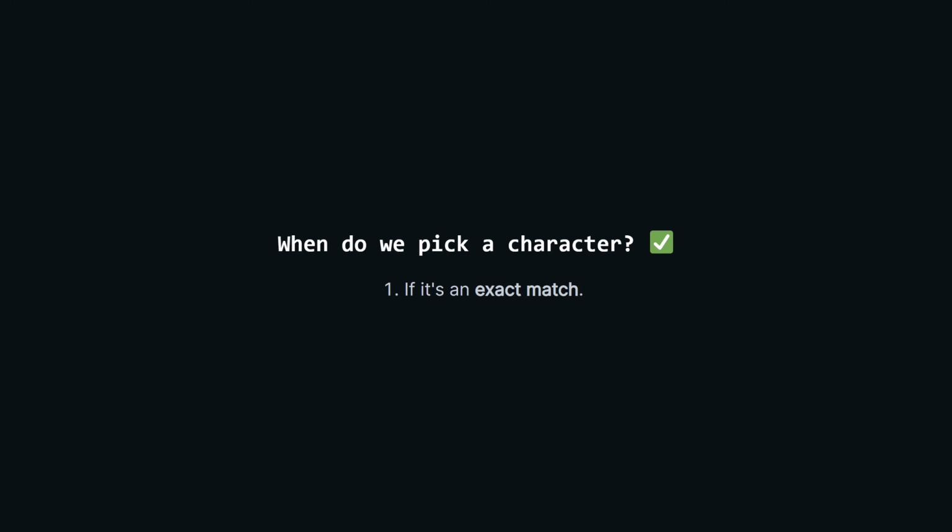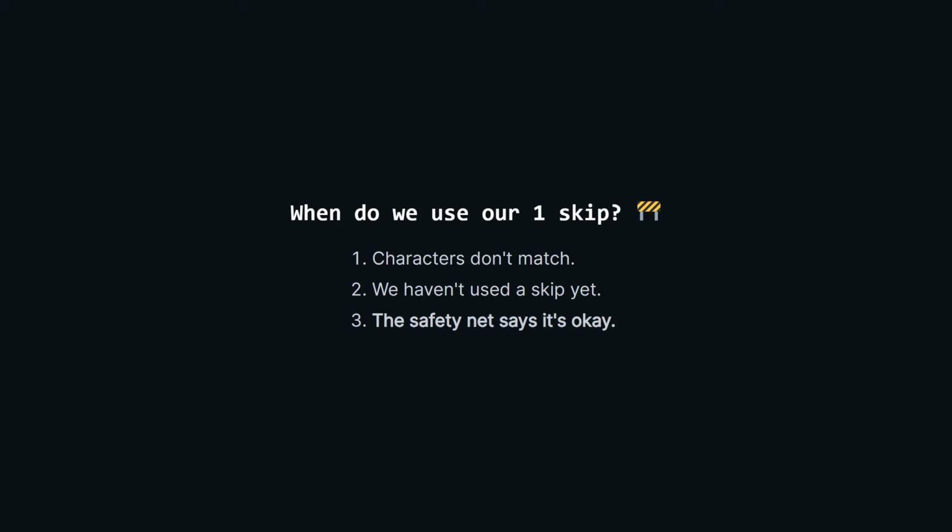When considering the current letter in word1, we always pick it if it exactly matches our current target letter. But what if they don't match? We only use our skip if three things are true. They don't match, we still have our skip available, and crucially, our safety net confirms that the rest of the word can still be completed if we use the skip right now.